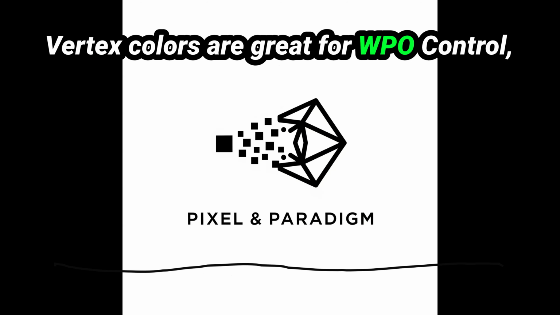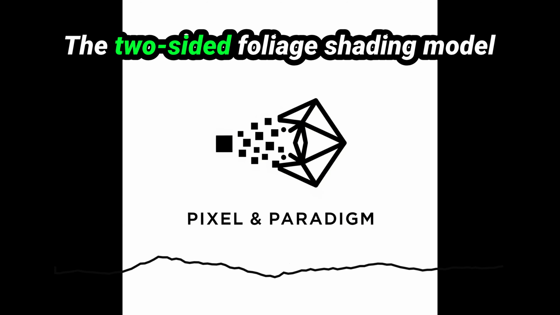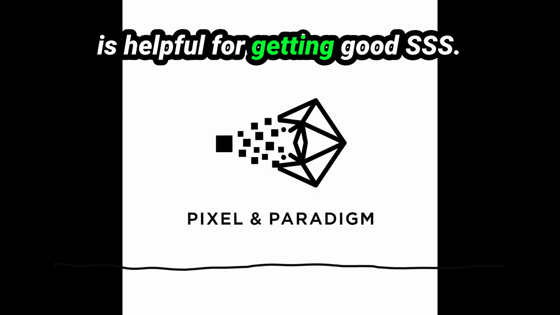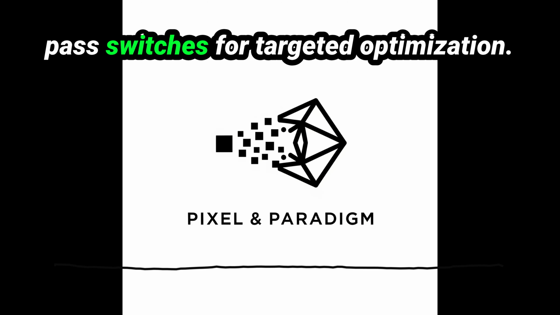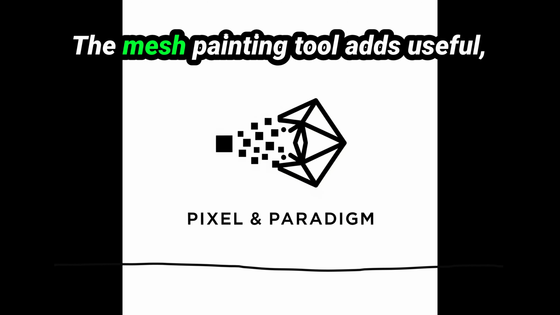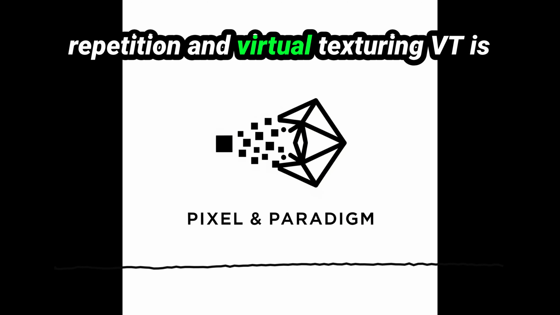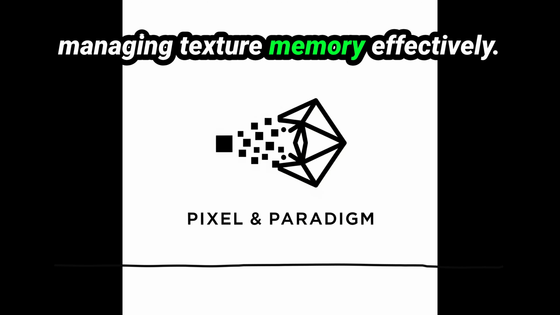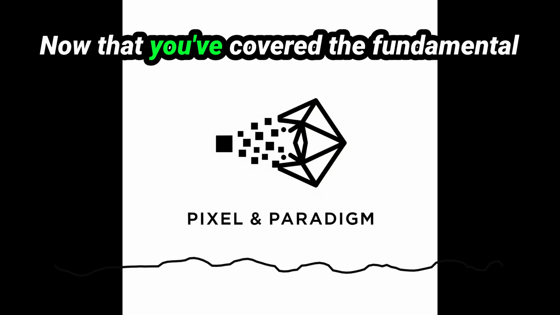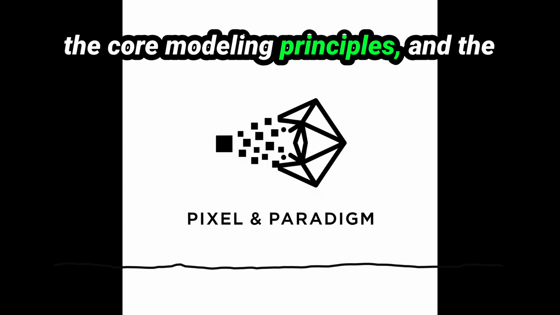Vertex colors are great for WPO control, letting you mask intensity realistically. The two-sided foliage shading model is helpful for getting good SSS easily. Use Nanite material overrides or path switches for targeted optimization. The mesh painting tool adds useful per-instance variation, breaking repetition, and virtual texturing, VT, is recommended alongside Nanite for managing texture memory effectively.